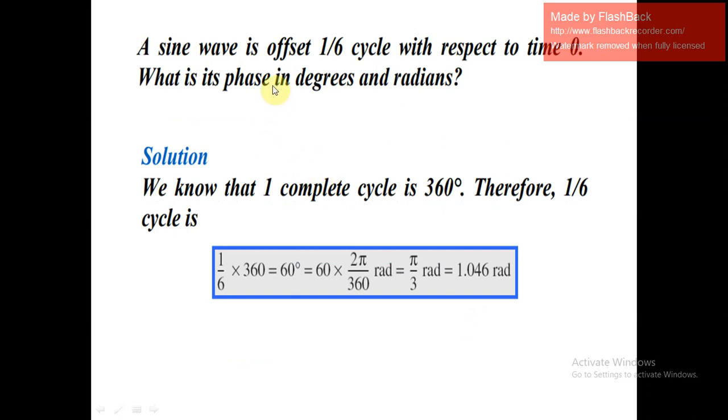The second problem is to calculate the phase in radian and degree both. It is given that the offset is 1/6 cycle with respect to time 0. The cycle is 360 degrees, so 1/6 means it will be 60 degree. So 60 degree is the value in degree, and if you want to convert it into radian, we multiply 60 with 2 pi by 360, and the value will be pi by 3 radian. You can use a calculator to calculate this.